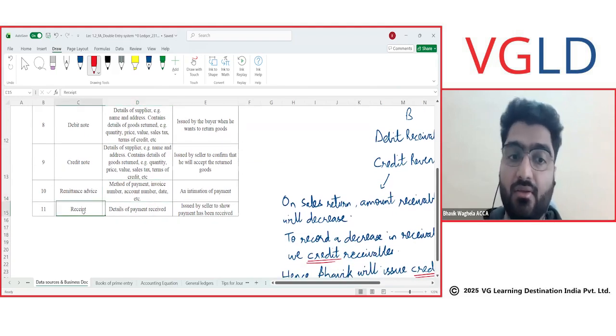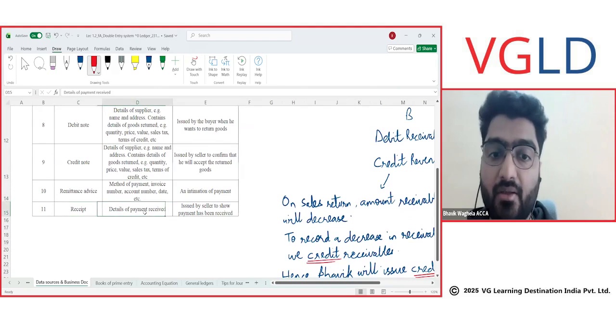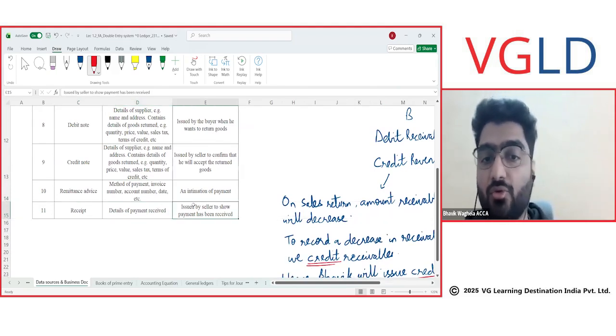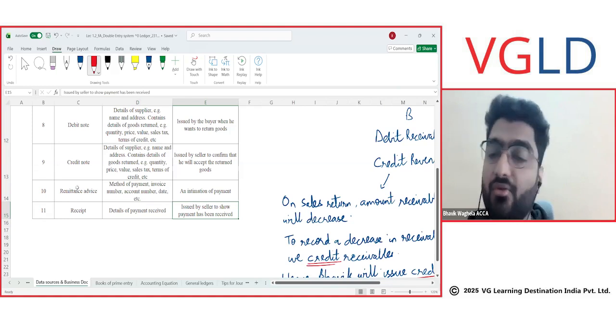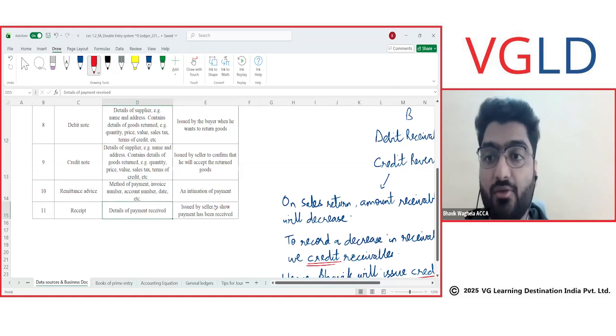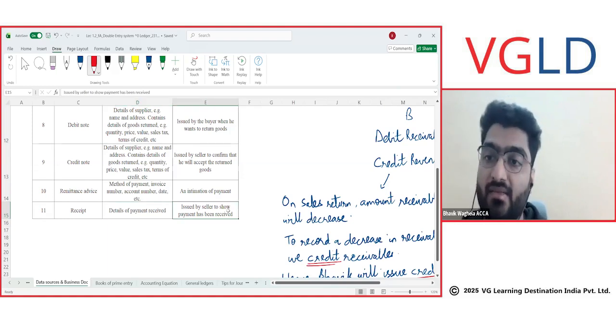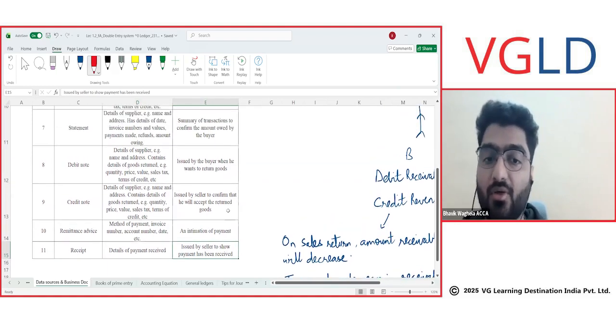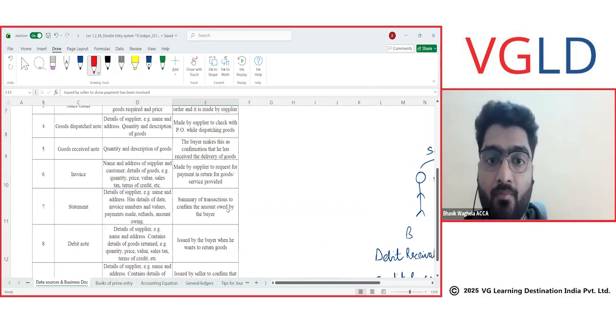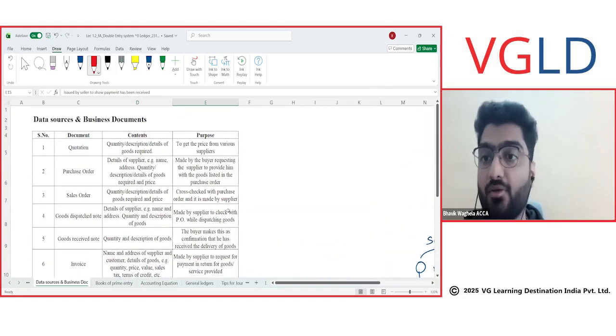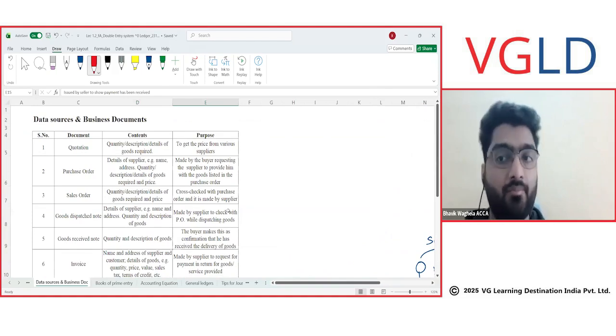And last is the receipt. Details of payment received, issued by the seller to show the payment has been received. So once we actually receive the amount, we will issue a receipt to the customer stating that we have received this particular amount. Now, this is something that can get tested in your section A, guys.